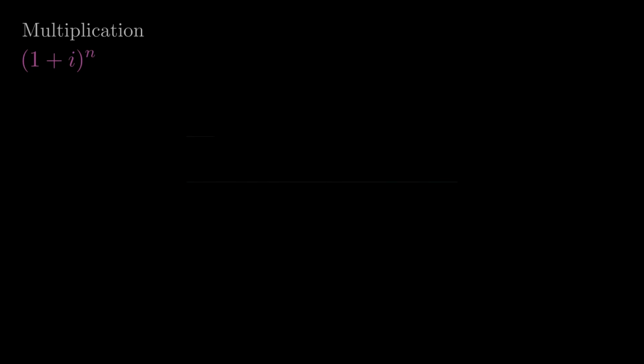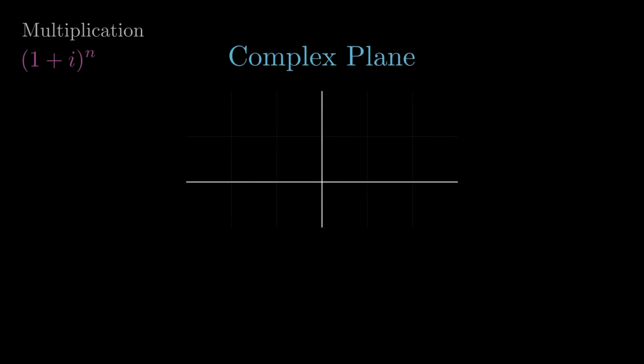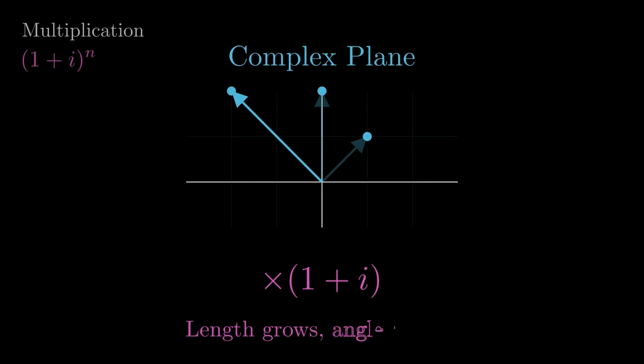Now multiply by 1 plus i. That changes both magnitude and angle. It stretches the vector and turns it. So repeated multiplication does not stay on a line. It grows while rotating, creating a spiral. Now let's explore this using matrices, powers, and the matrix exponential.